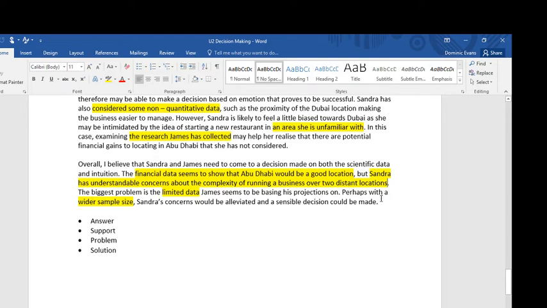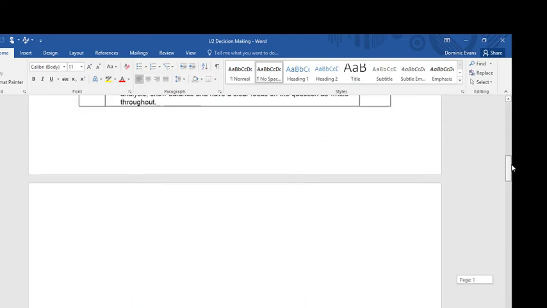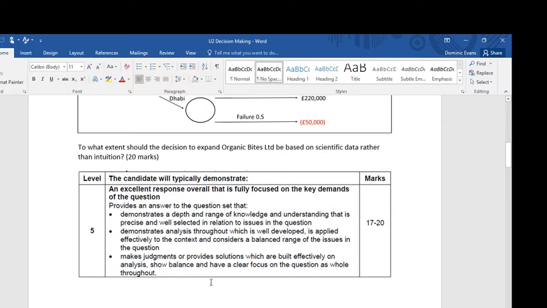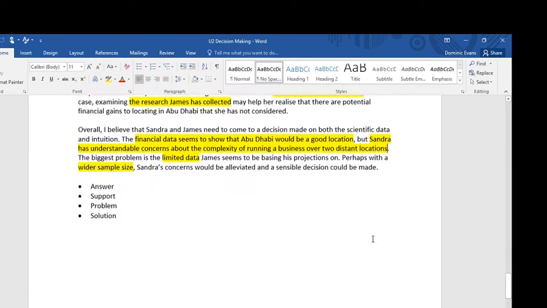Okay, but can I get some balance into my conclusion so that I'm showing that balance? The biggest problem is the limited data James seems to be basing his projections on. Now, how could we solve that? Perhaps with a wider sample size, Sandra's concerns would be alleviated and a sensible decision could be made.